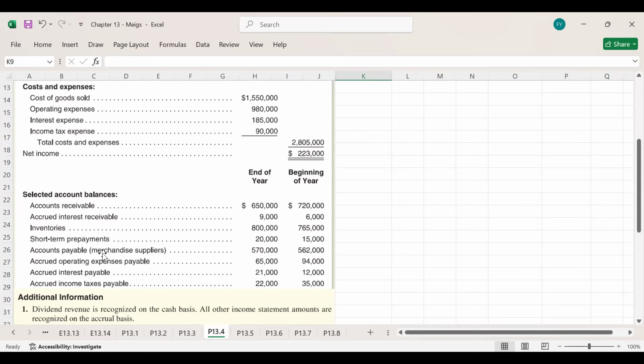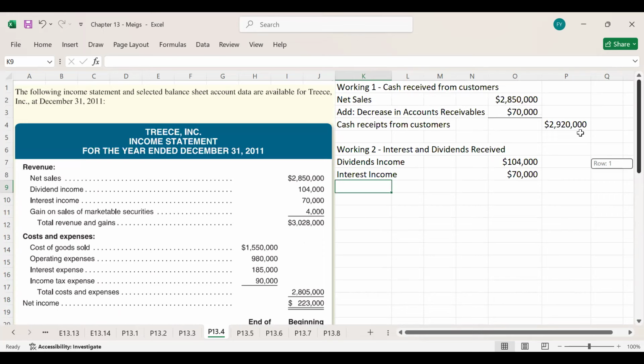In order to calculate the actual interest income, we are going to deduct it. So this is the increase in accrued interest, so we are going to deduct it, because this has not been collected. That's why we are going to deduct it, which is minus 3,000.